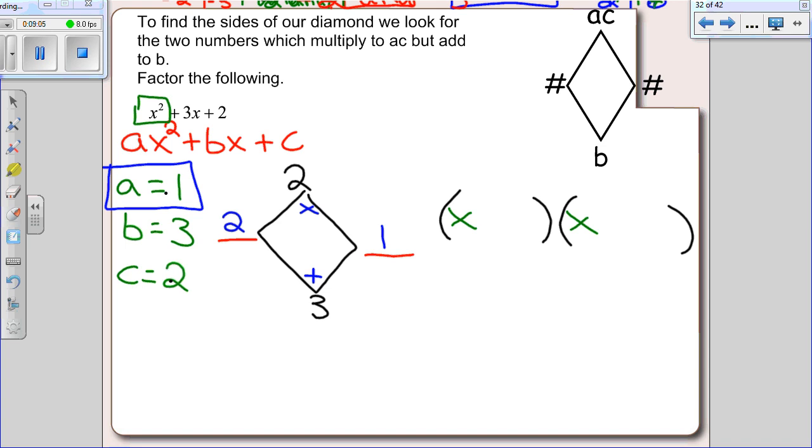This is where the diamond comes in handy. Those 2 numbers that we figured out on the sides of the diamond are the 2 numbers that finish off your binomials. So the first binomial would be x plus 2. The second binomial would be x plus 1. So the first terms were x and x, because that creates my x squared. The second term in each binomial is the sides of my diamond. That is my factor answer.